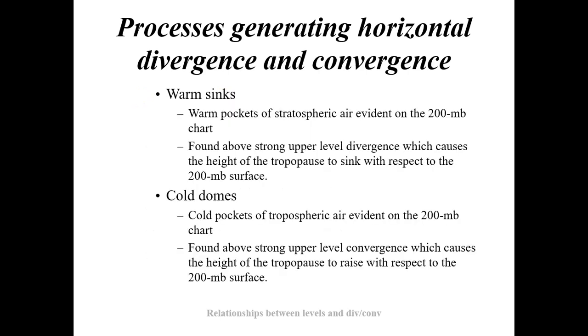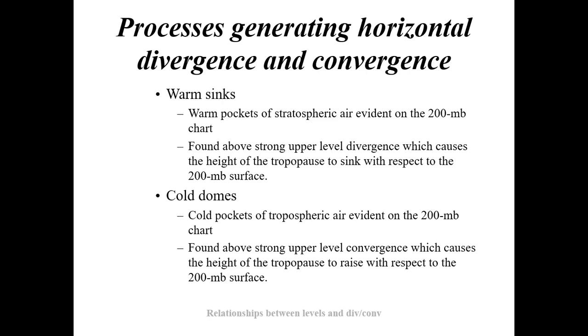With warm sinks, again, just realize these are warm pockets of stratospheric air that are evident on the 200 millibar chart. 200 millibars is up at about 40,000 feet above the ground. And warm sinks are found above strong upper level divergence, which causes the height of the tropopause to sink with respect to the 200 millibar surface. So generally associated with your chimney. Warm sinks are associated with the chimney effect.